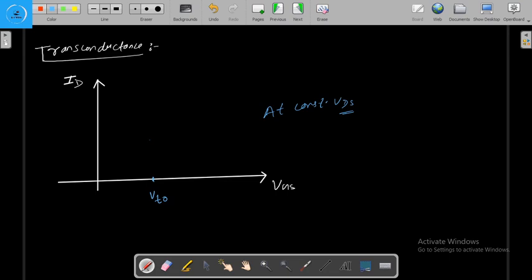So here we have applied a constant VDS, that is a drain to source voltage, and now we are increasing the VGS. When we are increasing the VGS from 0 till VT naught, our drain current will be 0, right? And when the VGS is greater than the VT naught, our drain current will start increasing.